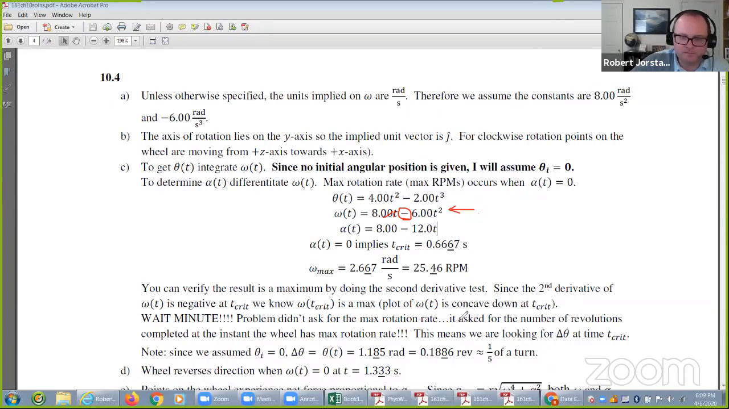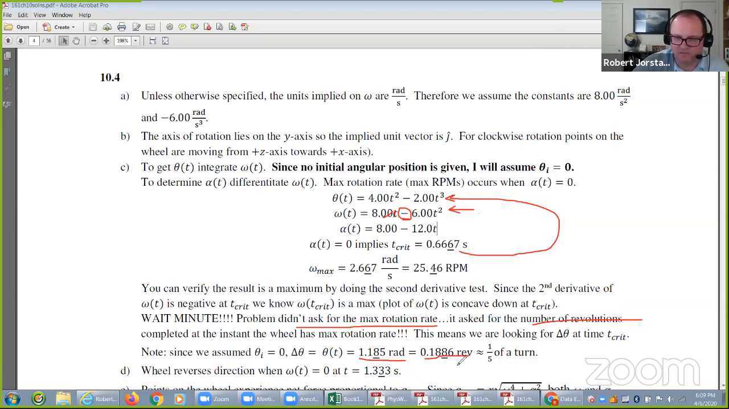Okay, cool. Now, wait a minute. This didn't ask for max rotation rate. It asked for number of revolutions. So I've got to take this time and shove it into there. And then you can get that. So it looks like it goes about that many radians, which is this many revolutions, which is about 0.2. That's a fifth of a turn. It rotates about 1/5 of a turn.